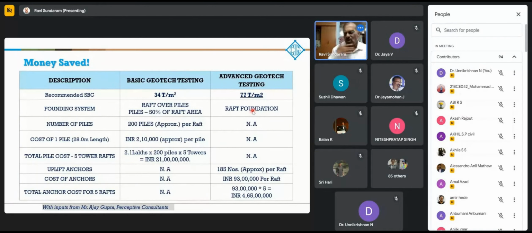What does this translate to? It translates to money being saved. So I use higher bearing capacities, I use smaller rafts, I don't need piles because my bearing capacity has increased from 34 ton per meter square to 77 ton per meter square. So instead of using piles, first install the piles and over that you place the raft. Here you only need a raft foundation, you don't need the piles.